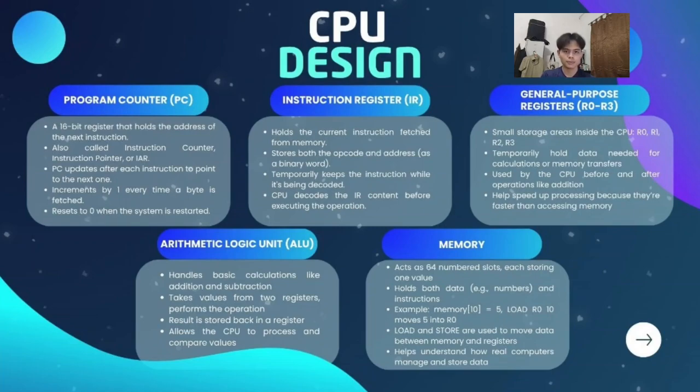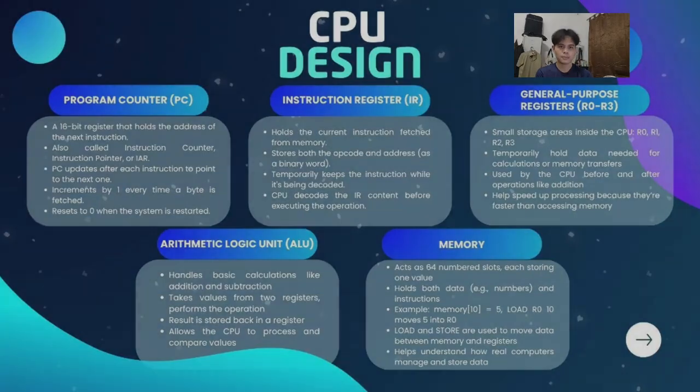In our simulation, memory acts like 64 numbered slots, and each slot can store one value. It holds both data, like numbers, and instructions for the CPU to follow. For example, if memory at address 10 contains the value 5, the instruction LOAD R0 10 will move that value into register R0. Instructions like load and store are used to transfer data between memory and the CPU's registers.